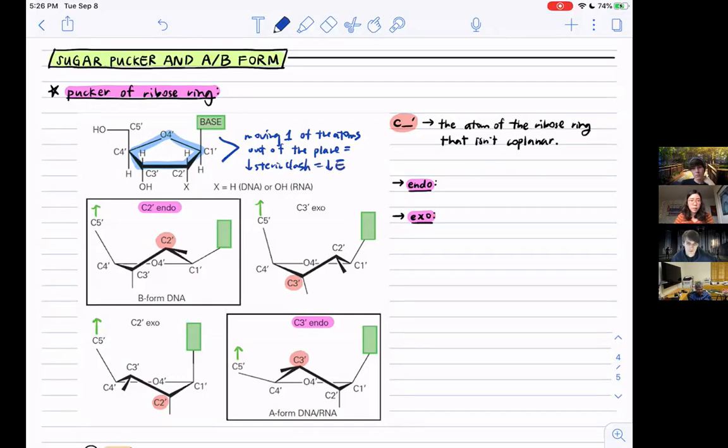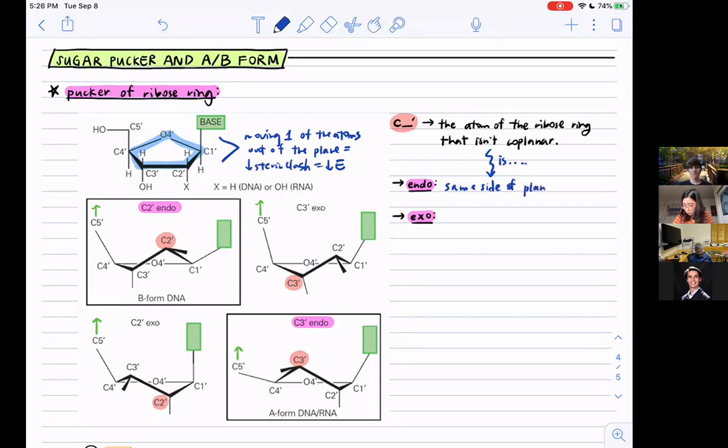Okay. And so here I've highlighted in red the atom of the ribose ring that isn't coplanar with the 4 other atoms. And I'm going to define for you what endo and exo are. Endo means that this atom of the ribose ring that isn't coplanar is on the same side of the plane as the C5 prime atom. And then exo, as you might suspect, just means it's on the opposite side as C5 prime.